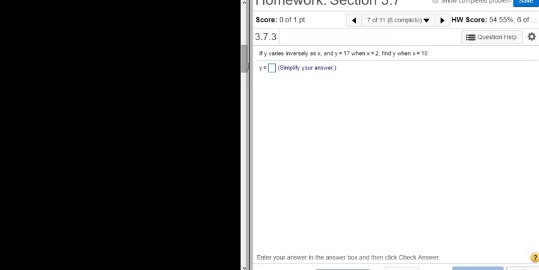So y varies inversely as x. Okay, let's write down what that means. So y varies, so the key word is inversely. Whenever it says inversely, you divide. So it's k over x. So that's the first step. The first step is to write down the equation. If it had said directly, it would have been k times x. But it didn't. It said inversely, so you divide. It's k over whatever variable you see here.